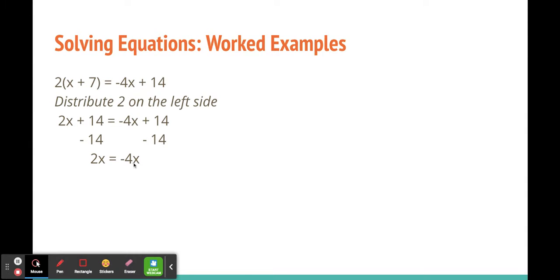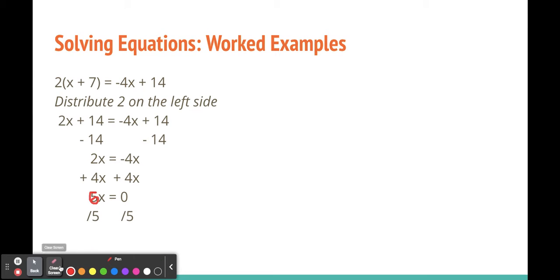From here, you can either add 4x to both sides or subtract 2x on both sides. I chose to add 4x on both sides. That gives me, oops, that's a typo, 6x, not 5x, equals 0. We would then divide by 6, not 5, I apologize for that typo, on both sides, which would leave us with x equals 0.